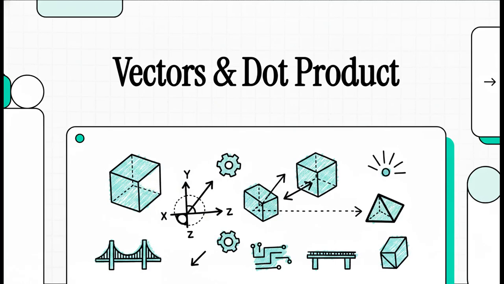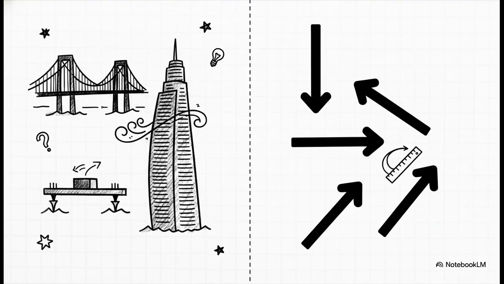Welcome to the explainer that literally turns abstract linear algebra into your ultimate engineering toolkit. If you've ever stared at a massive equation and thought, okay, but how does this actually build a bridge? Well, you are in exactly the right place. Today, we're decoding the math of space and structure.